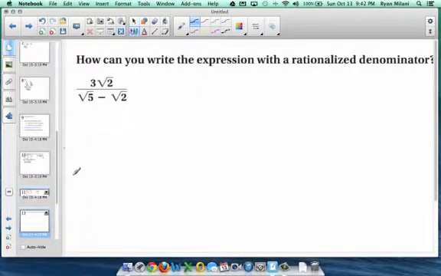How can you write this expression with a rationalized denominator? Now we've seen this strategy before when we use the conjugate. So I'm going to take the conjugate of the bottom. So I don't know if you guys remember, but I hope you do. The conjugate is basically the exact same expression, but change the sign in between. So I'm going to use square root of 5 plus square root of 2, but I have to multiply top and bottom by that.